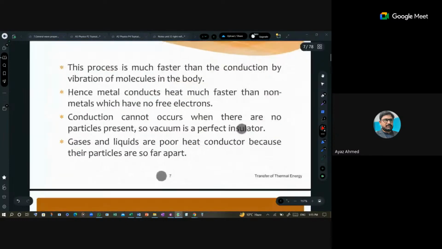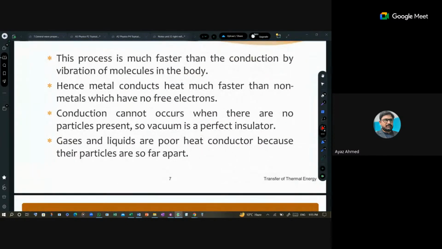Now, this process is much faster than the conduction by vibration of the molecules in the body. Hence, metals conduct heat much faster than non-metals. I have explained all this. You can go through it, what I have written, what I have stated.